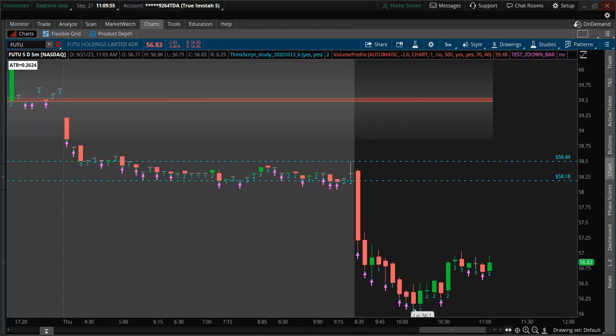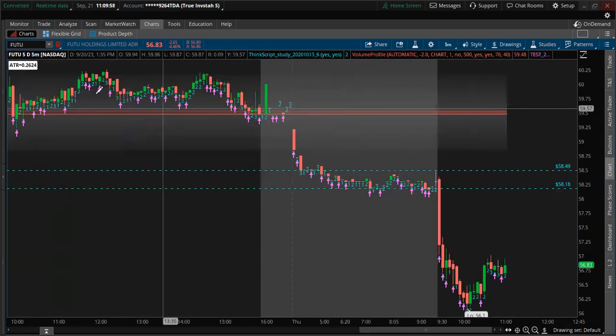So I'm gonna be quick. If you're comfortable with these gaps, this is how you catch them. I'm gonna go to another one that had a structure.